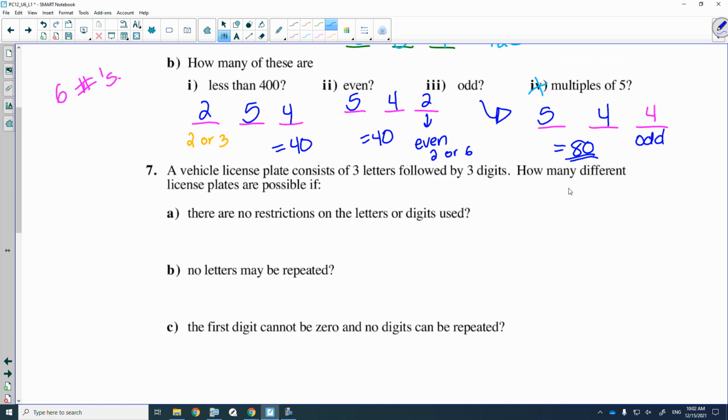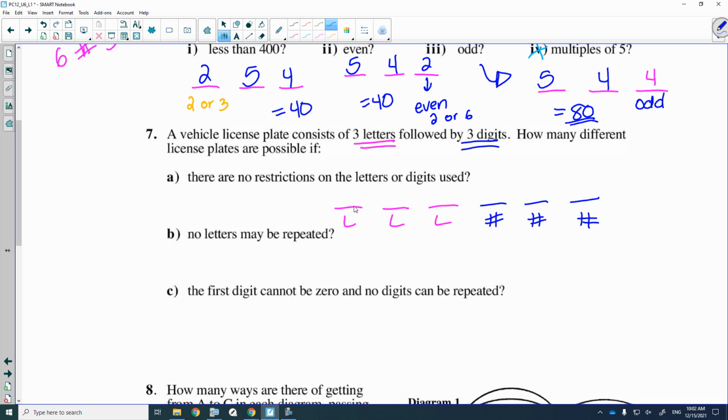Here's the last question, and then there's going to be a part two video. A vehicle license plate consists of three letters. So that's three stages, letter, letter, letter, followed by three digits. Digit, digit, digit. So number, number, number. How many different license plates are possible if there are no restrictions on anything? So you say, how many letters do you have to choose from that could go in that stage? 26, 26, and 26. There's no restrictions. Repeats could happen. I could have a license plate AAA.